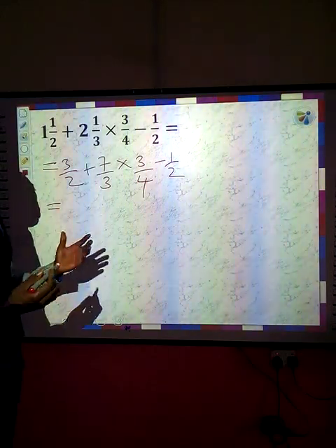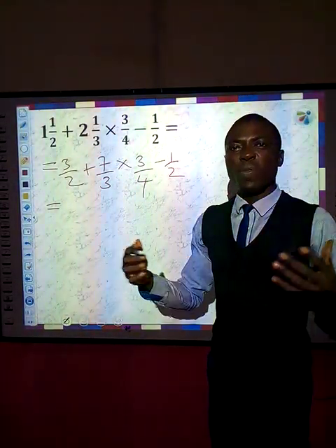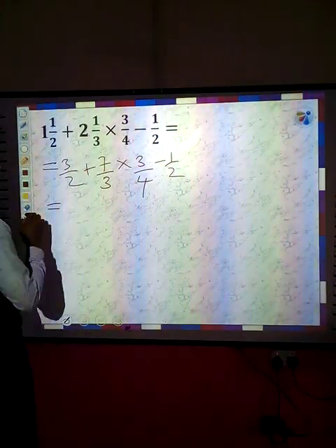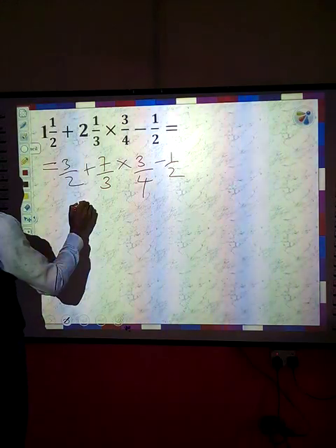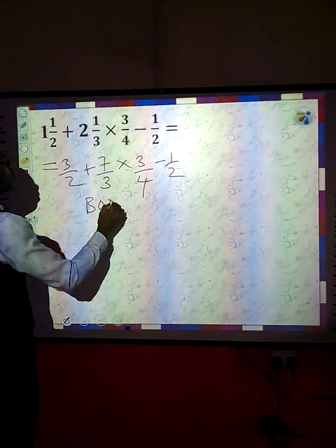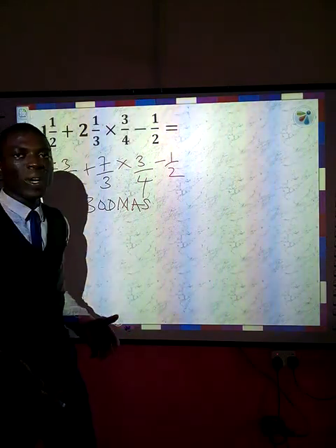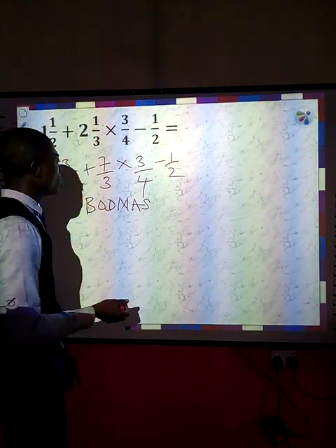Now, when you have a question that has different signs, you use an algorithm we call BODMAS. That's what you use to treat them. So you're going to have an idea of BODMAS. And what is BODMAS all about? BODMAS is here to tell you what you should do first, what you should follow, and how you should go about it until you finish. So we want to use BODMAS now.